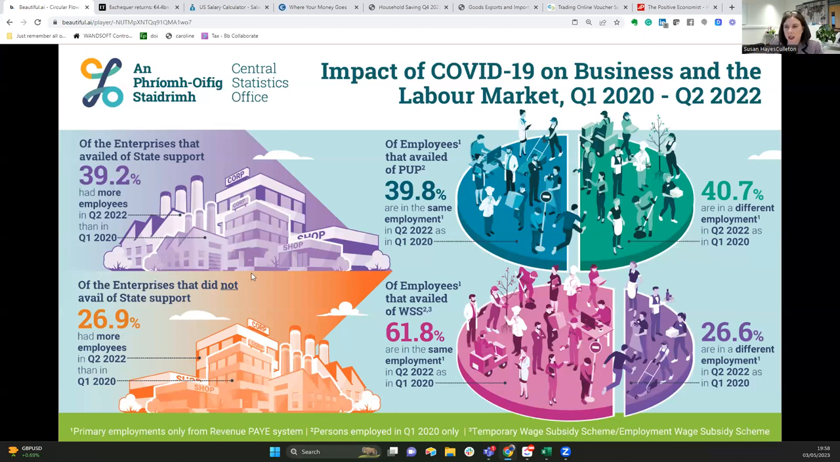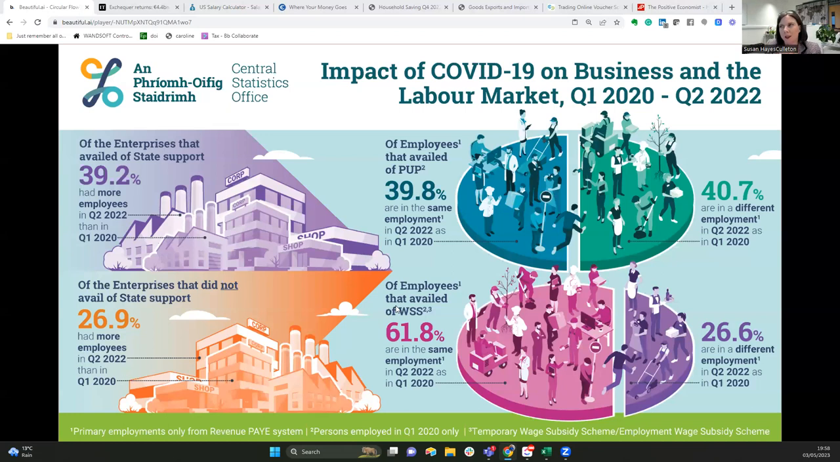So you can see there that it really made a difference to then go on and create a lot more, and maintain and preserve and create a lot more employment. But then over here, there was the PUP. This is the pandemic unemployment payment. And this was money that people received if they were let go from their job. And of those, 39.8% are now in same employment, but 40.7% are in a different employment. So there was a lot of jobs that had changed at the time. And similarly then, employees that had availed of the WSS, 61.8% are in the same employment.